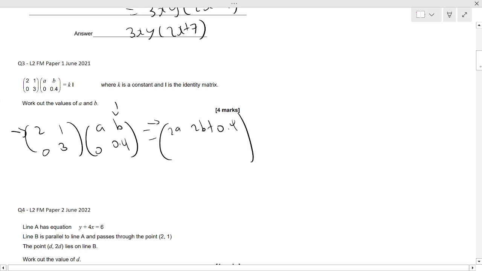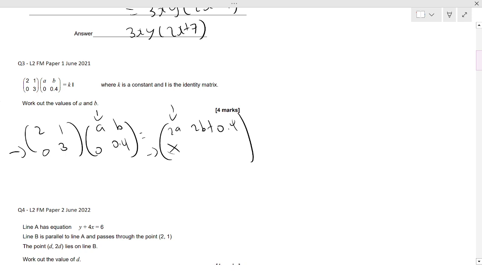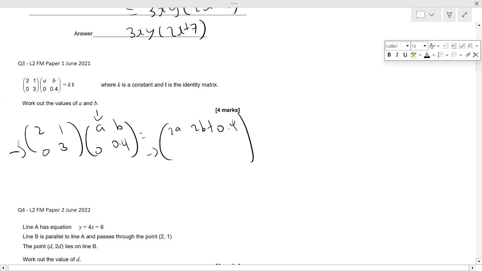Cool. Now let's work with this entry here. This is going to be row 2, column 1. And this time we're going to look for the second row of the first matrix by the first column of the second one. So that's going to be 0 times A, which is 0, and then add 3 times 0, which is going to be 0 as well. So it's just going to be 0 there.